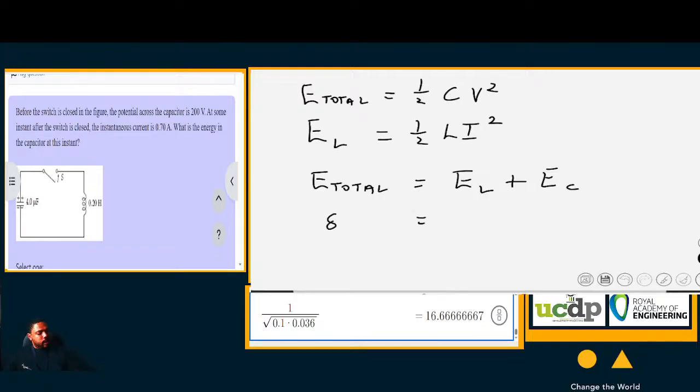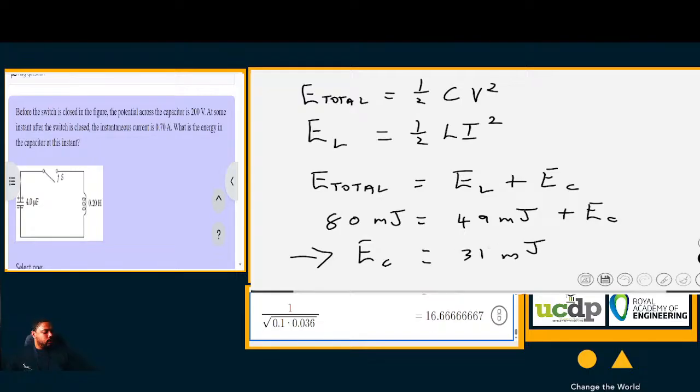We calculated the total energy to be 80 millijoules. We just calculated the energy from the inductor to be 49 millijoules, plus the energy from the capacitor, which we want. If you subtract 49 millijoules from 80 millijoules, you'll get the energy of the capacitor, which in this case will be 80 minus 49, and that should be 31 millijoules. Okay, 31 millijoules. I hope everyone understood how we got to 31 millijoules.